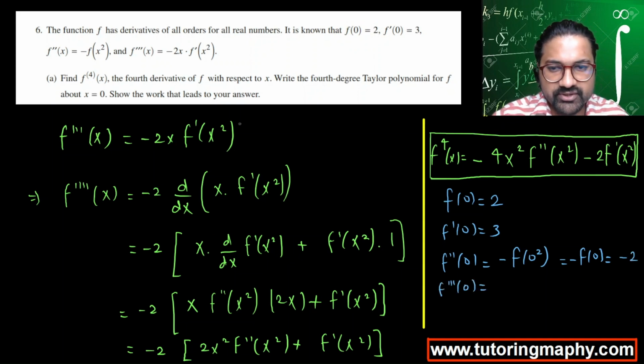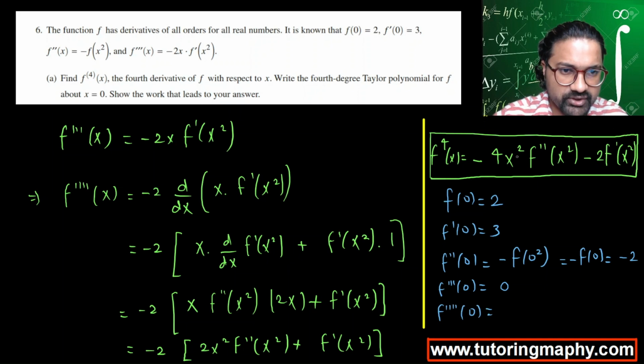F triple prime 0 is going to be 0. I'm not going to calculate this because that's just 0 multiplied with f prime 0. I don't really care what f prime 0 is because 0 times that is just 0. And the fourth derivative at 0 is going to be 0. Okay, I like this. Why? Because x is 0, so 0 times the same story, 0.